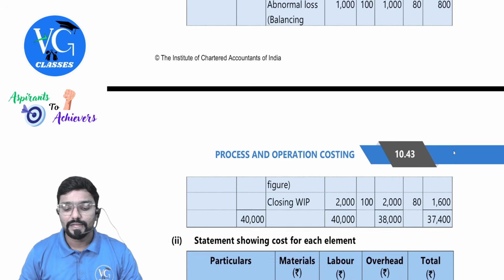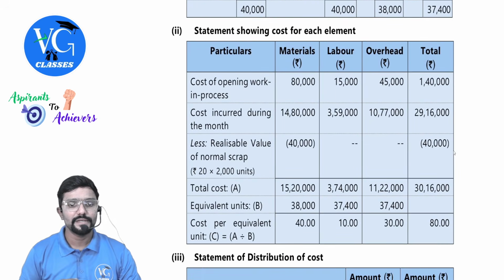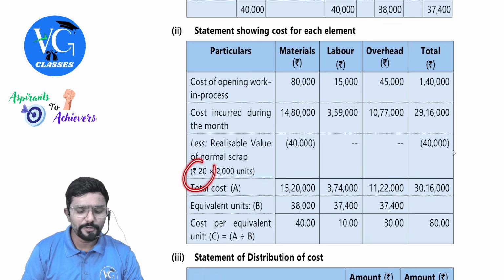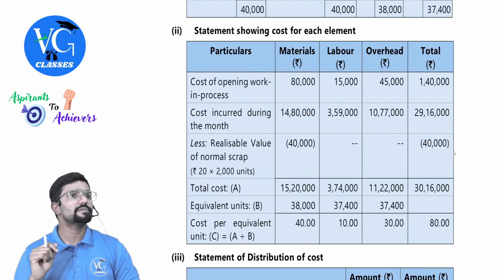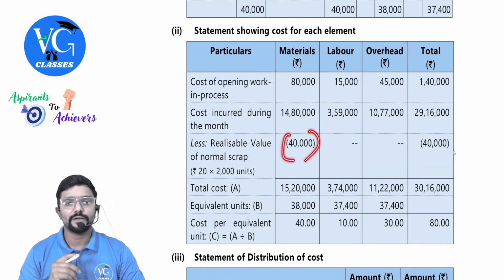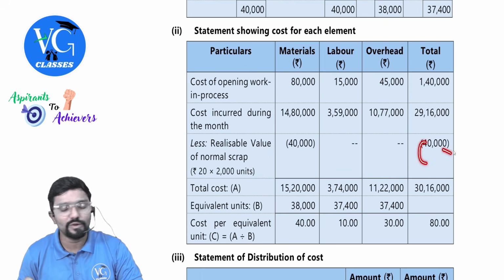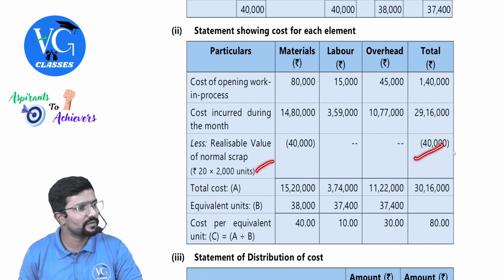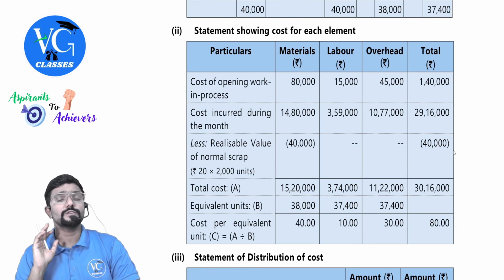Then there is the realizable value of scrap. Sir, we are putting the normal loss units as scrap, 2000 units. At what price? 20 rupees per piece. How many pieces? 2000 pieces. What is the scrap value? 40,000. Please reduce it from material cost. By mistake, you may reduce it from the total, but first reduce it from material. That doubt students might also get.